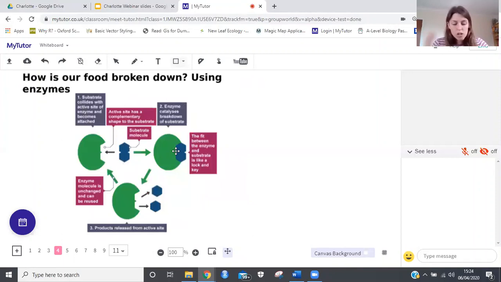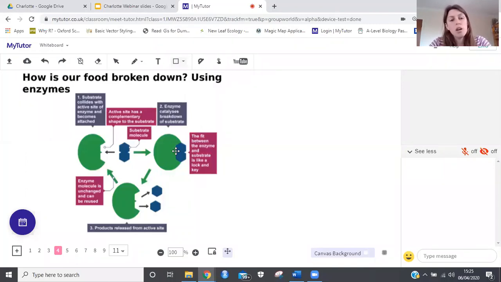So we've said a lot about food being broken down from larger particles into smaller particles that can then be used in the body. But how does that happen? So digestion happens using enzymes. They're a really key part of this process. Enzymes are biological catalysts. They help us with reactions in the body.